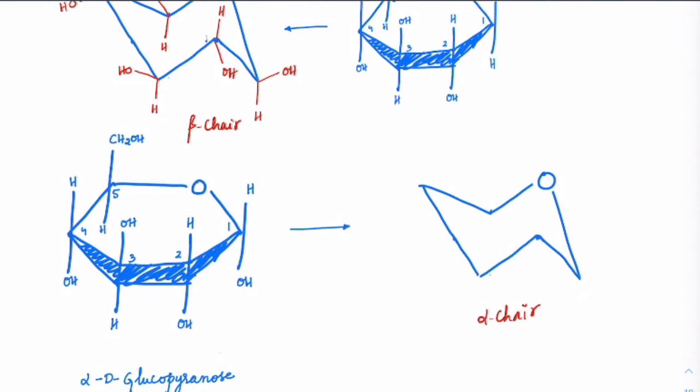Again, here this is carbon 1. On the carbon 1, OH is down. So you can see OH is down here, H is here, right? And then we have OH here and H here. Then we have H and OH here, correct? H and OH here, and H and CH2OH here. So this is the alpha chair form.